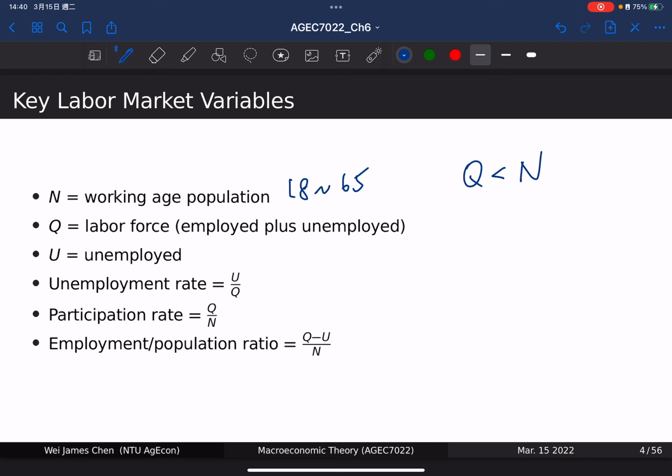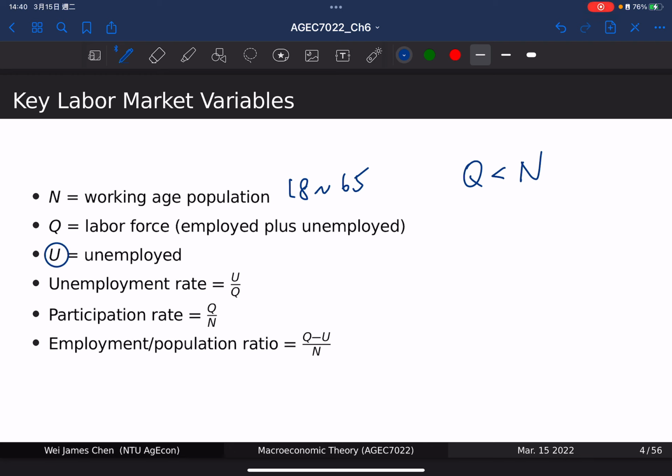So that's something we can define by some rules. But anyway, there are some people who are in the working age population, but not in the labor force. And the labor force can simply be divided into two groups: the employed and those who are not employed. We call it unemployed. And we say that U is the number of unemployed. Okay, U here is the unemployed.